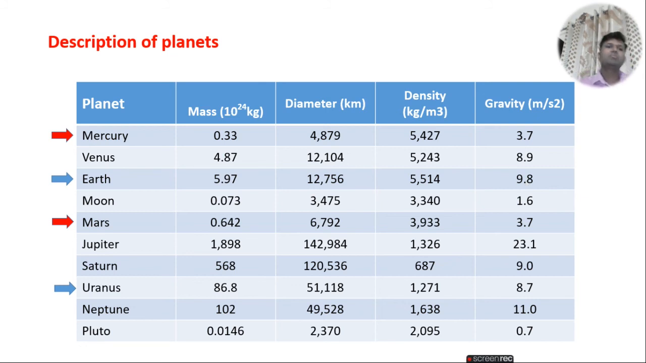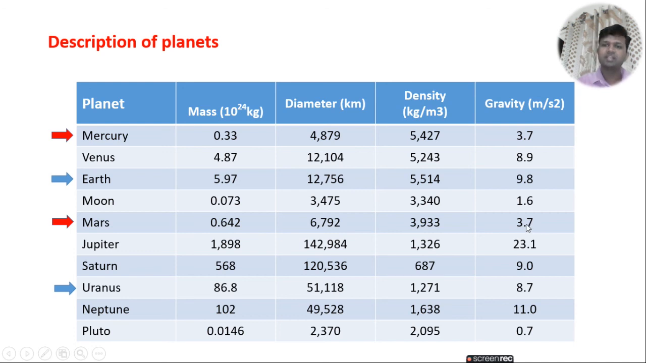Again we have one more example, Mercury and Mars. So here you can see the mass of Mercury is 0.33 into 10 to the power 24 kg, whereas the mass of Mars is 0.642 into 10 to the power 24 kg. That means the mass of Mars is almost double the mass of Mercury. Now you can see the gravity. Gravity of Mercury is 3.7 meter per second square.